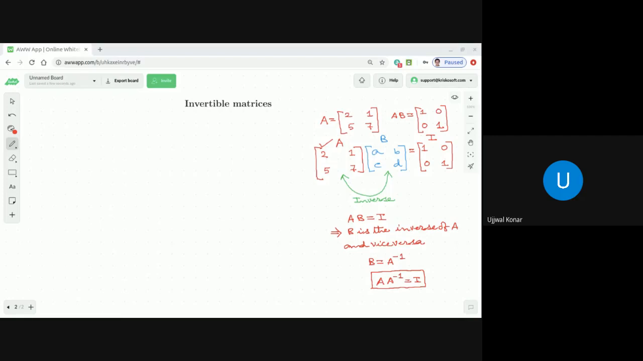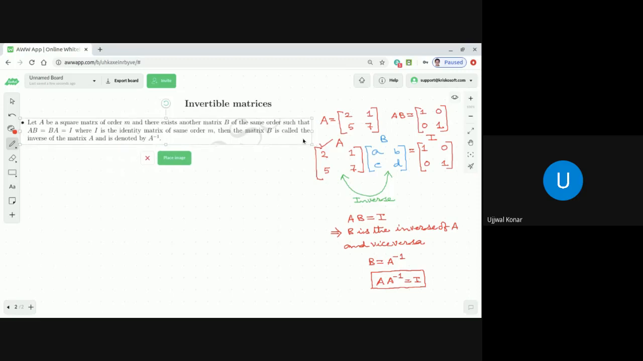The first one, dear students, is that whatever I said in the last few minutes is actually given in written form here. Let me first bring it up and then I will read it out. So what it says, dear students: let A be a square matrix of order M, and there exists another matrix B of the same order such that AB is equal to BA is equal to I, where I is the identity matrix of the same order M. Then the matrix B is called the inverse of the matrix A and is denoted by A inverse.